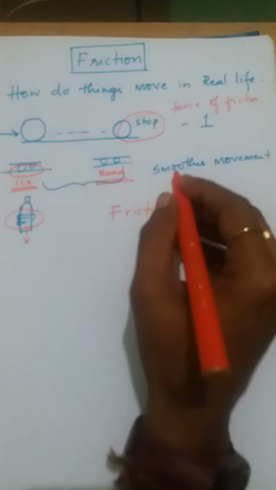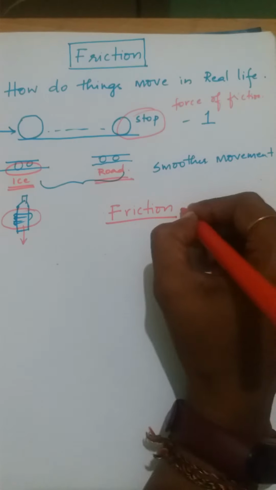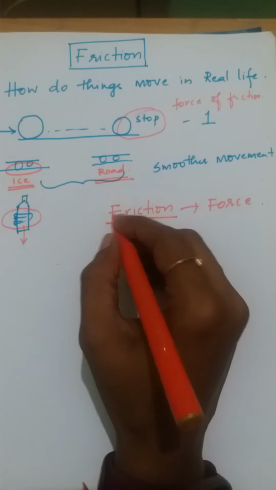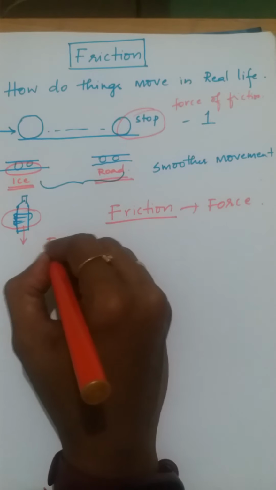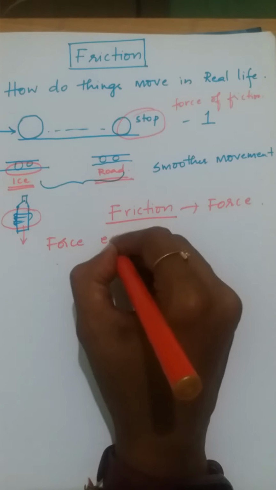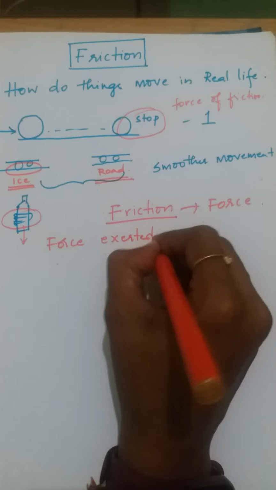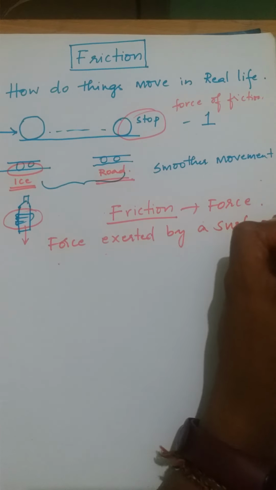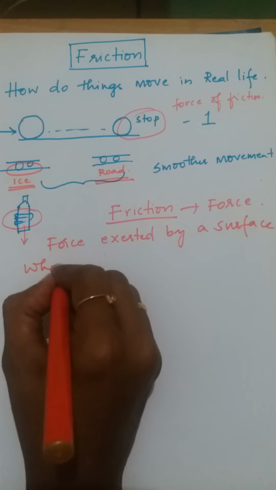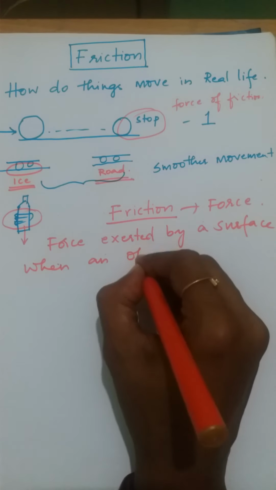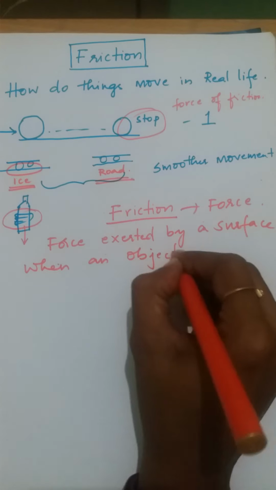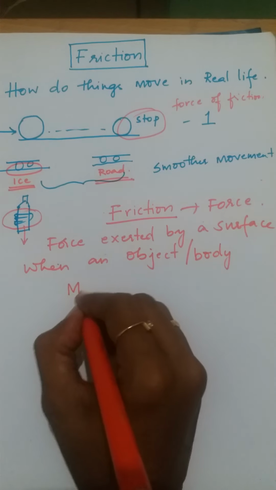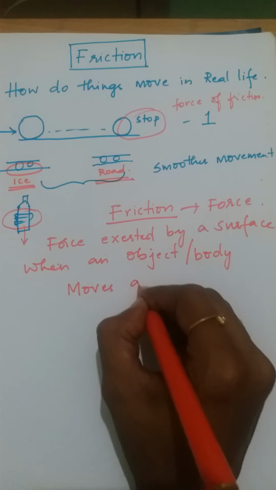Now, how do I define friction? Friction is nothing but a force. Again, it can be defined as the force exerted by a surface when an object or a body moves across it.